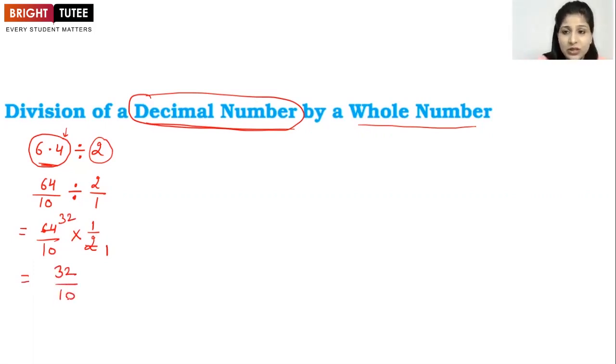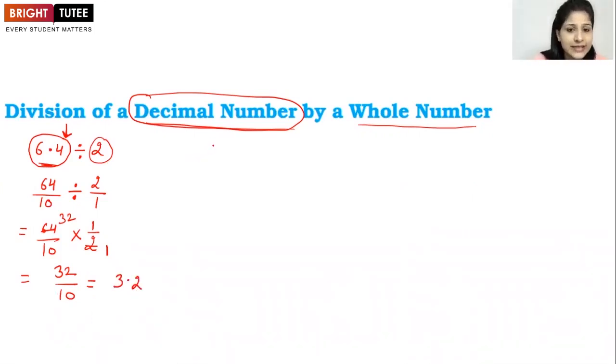Now as there is only 1 zero in the denominator, also we see that there is one decimal place when we were dividing. After the decimal point, there is just one place to the right. So only one decimal place. In the answer also we'll have the same number of decimal places. So this is going to be 3.2.